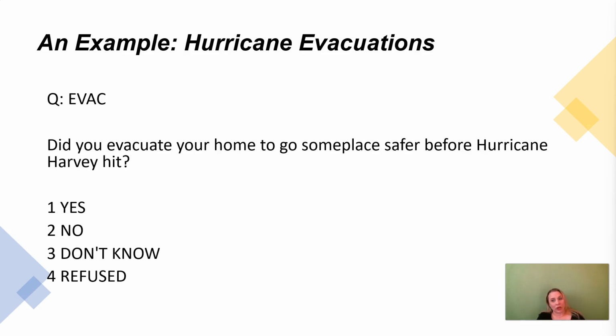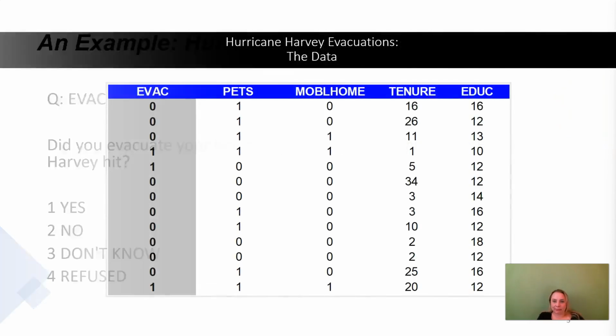And so the example we're going to look at is evacuations before Hurricane Harvey hit. And the question was, did you evacuate your home to go someplace safer when Hurricane Harvey hit? And the responses could be yes, no, do not know, or refused in this case. And what was done to evaluate these responses is that all of the responses that were yes were coded as 1, and all the other responses were coded as 0. So we're going to make the assumption that if the responses were I don't know or they refused, that they would be in the no category. And so this ends up with a situation where we had yes or other as our response types.